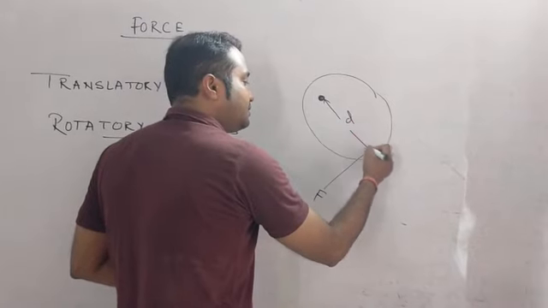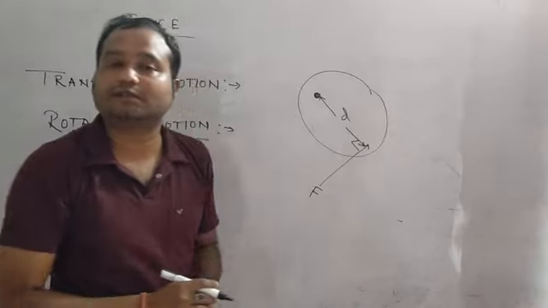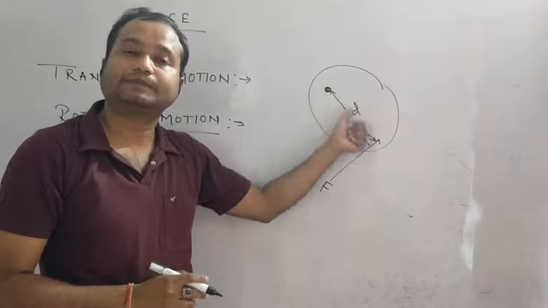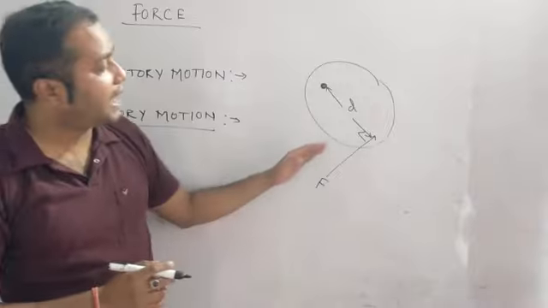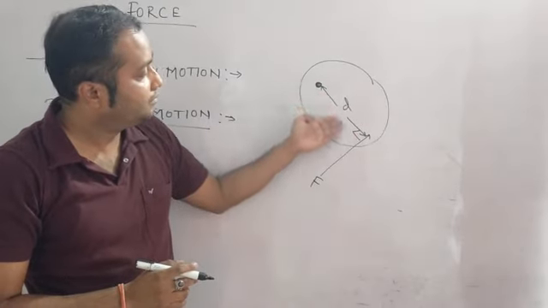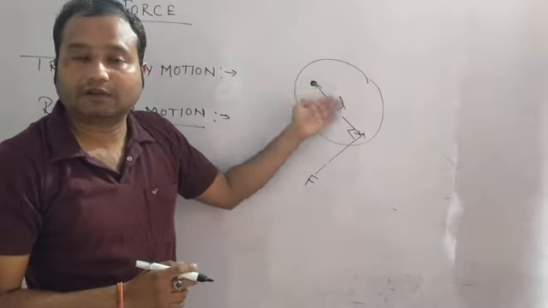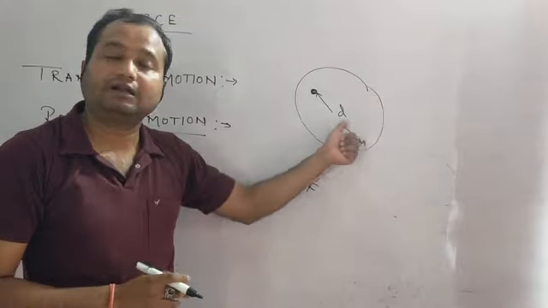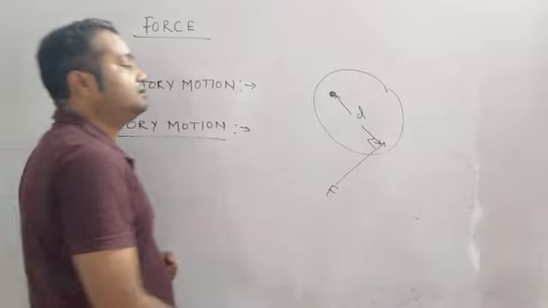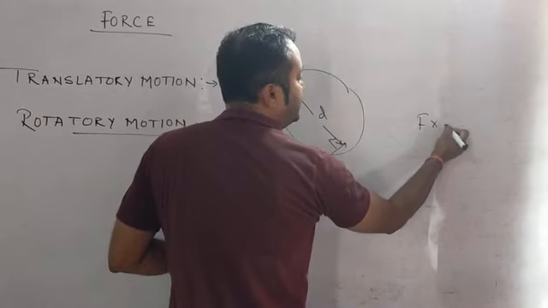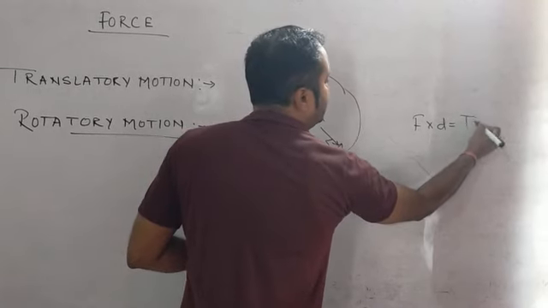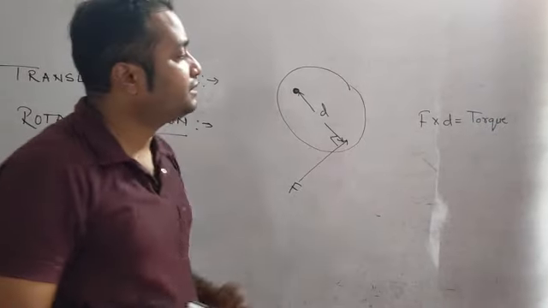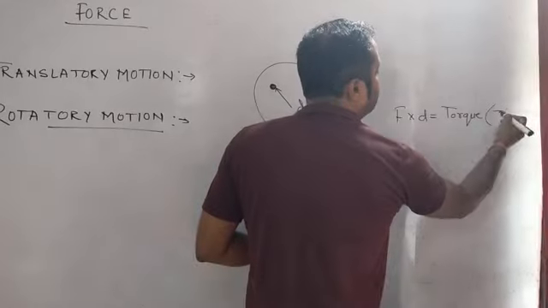Now, this particular distance, or the perpendicular distance from this fixed point, I took as d. So the angle between the perpendicular distance and force is 90 degrees. The product of force and displacement over here is known as torque. I'll be representing torque by a Greek letter tau.